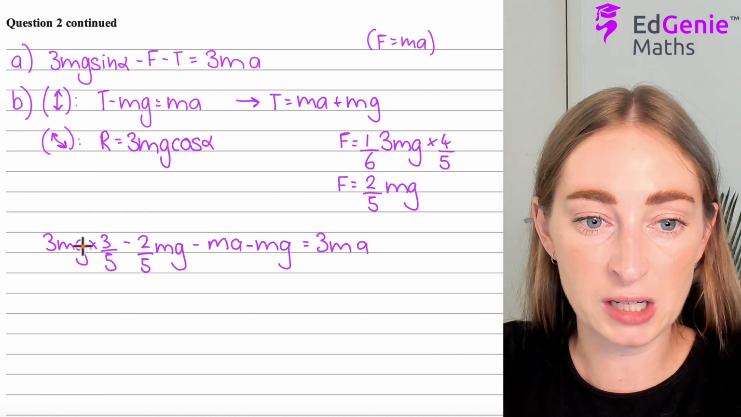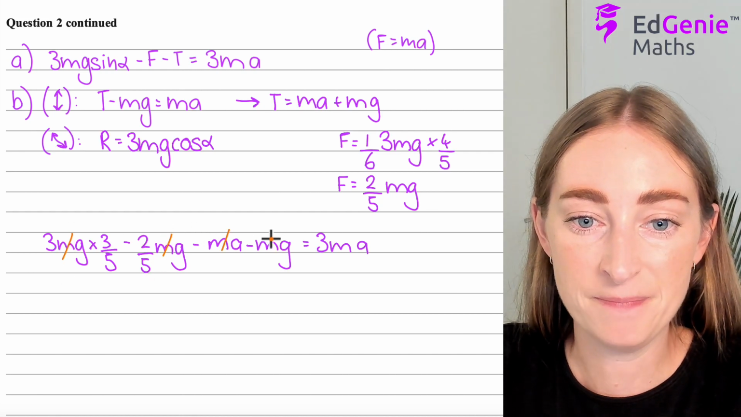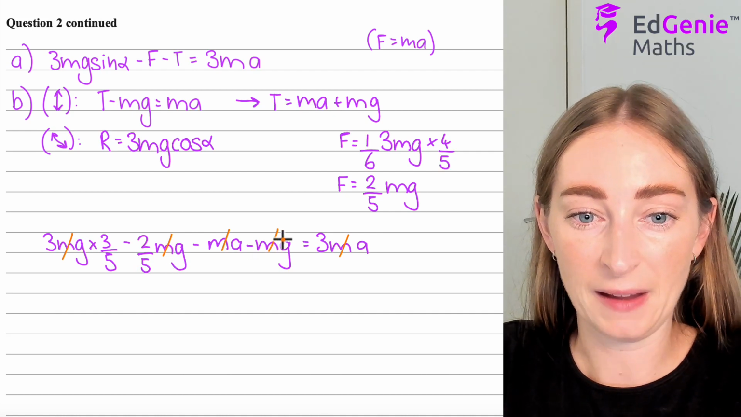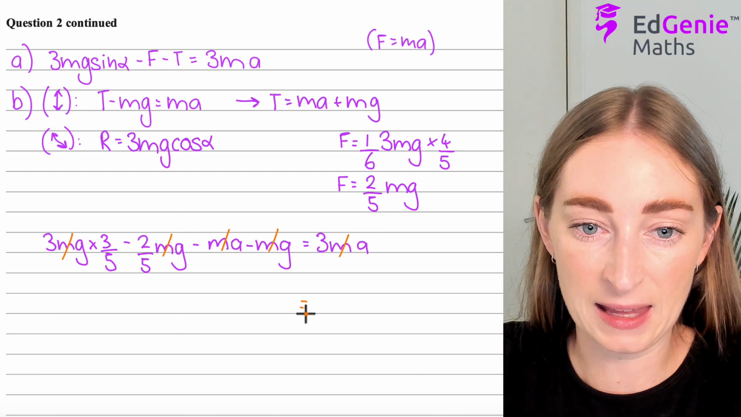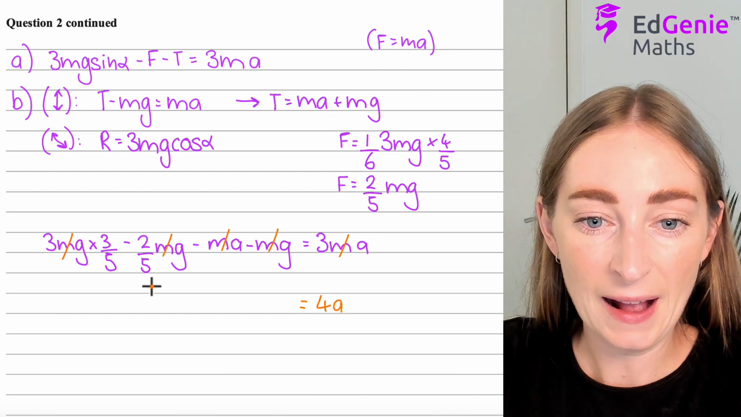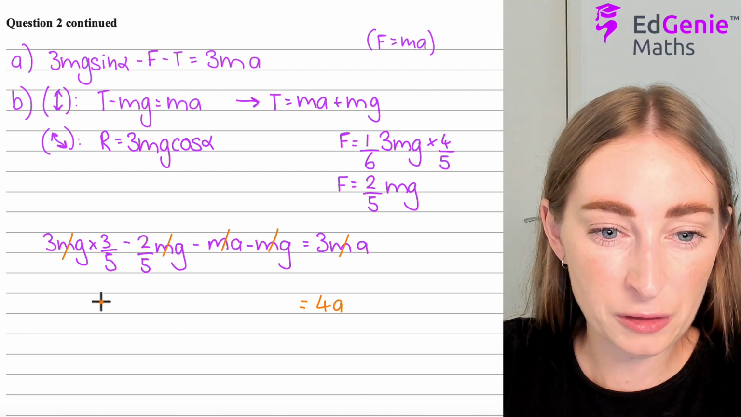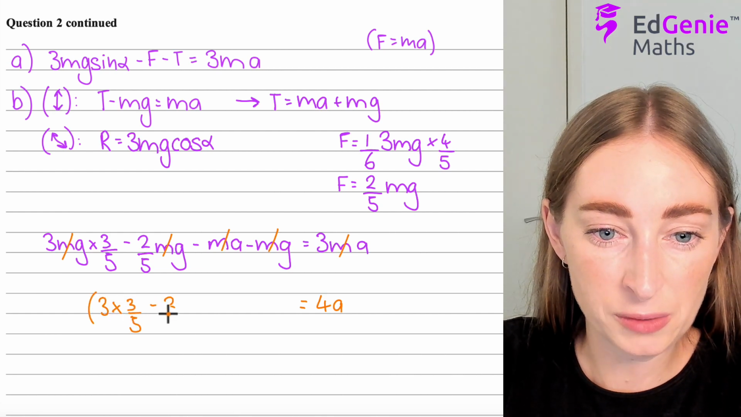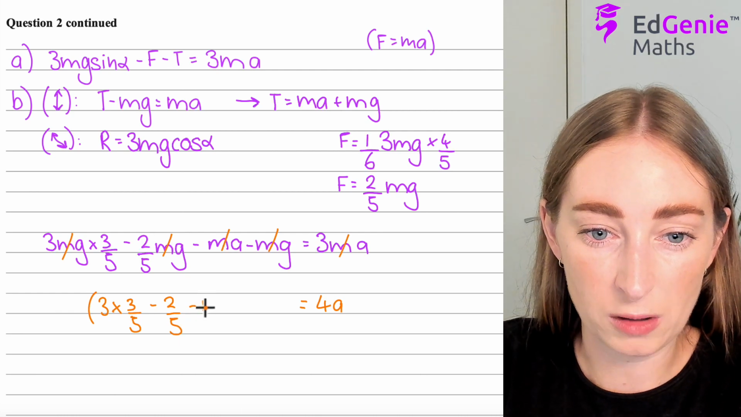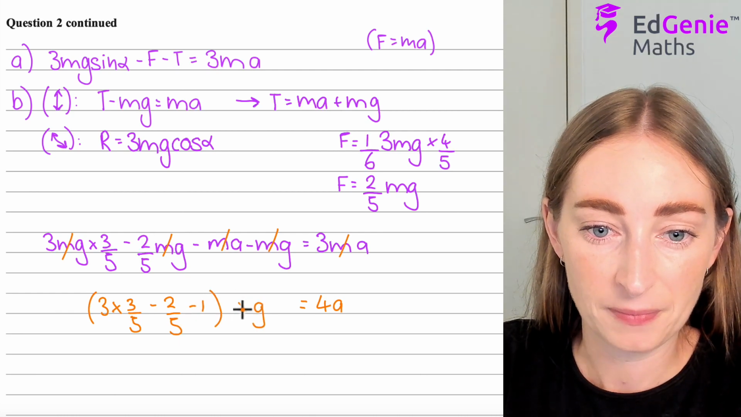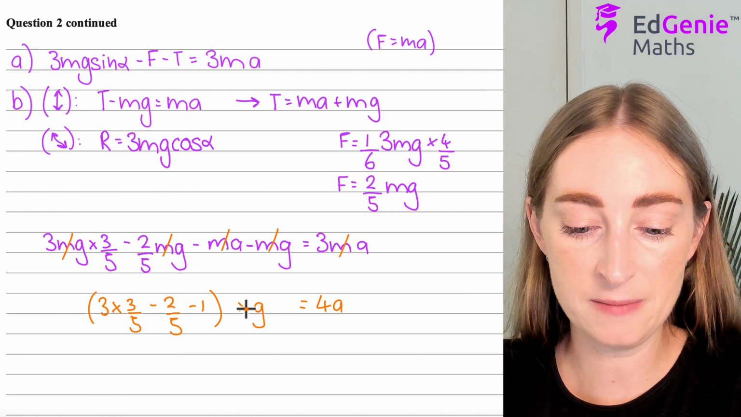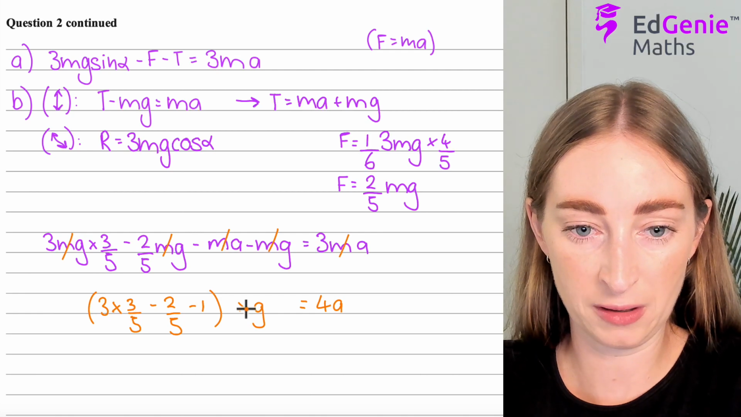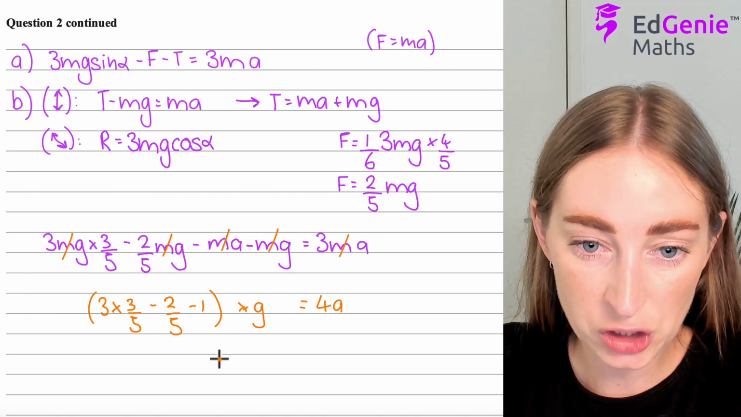Now let's do some rearranging. So let's divide everything by m. Then, can you see these terms are all with g? And then this one's a. So if I add a to both sides, I'm going to get 4a. And then over here, I've got 3 times 3 over 5 minus 2 over 5 minus 1, all multiplied by g. So let's put that into our calculator. 3 times 3 over 5 minus 2 over 5 minus 1. That's given me 2 over 5.